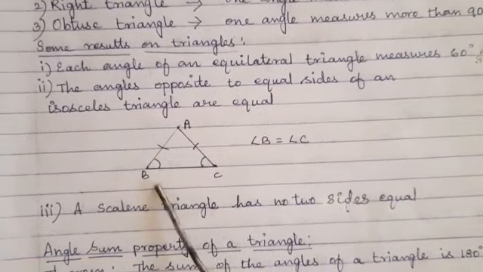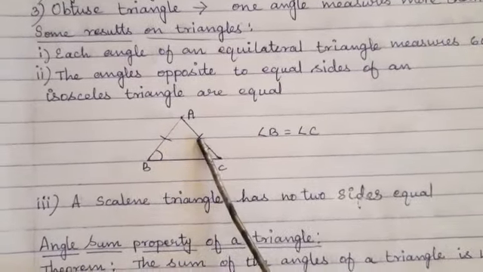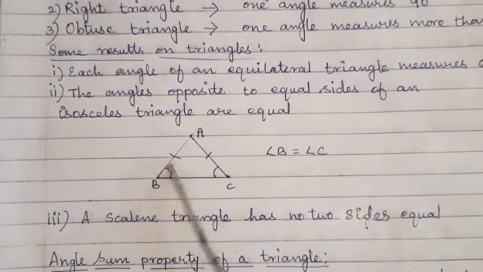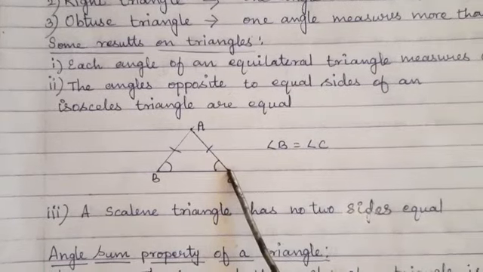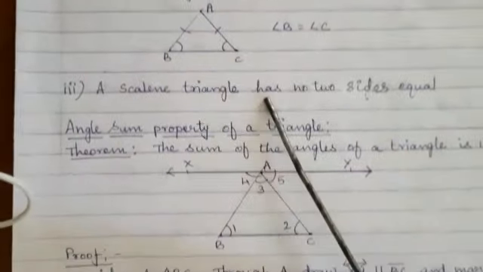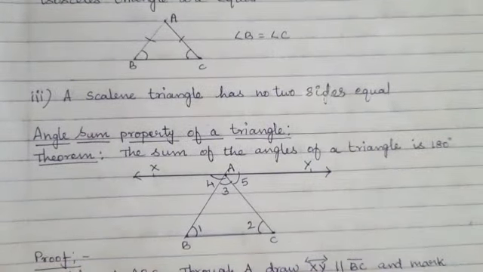See here the triangle ABC. Here AB and AC are the equal sides. Opposite to the equal side AC is angle B, and AB is opposite to angle C, so angle B equals angle C. Number 3, a scalene triangle has no 2 sides equal, that is, all sides are different.